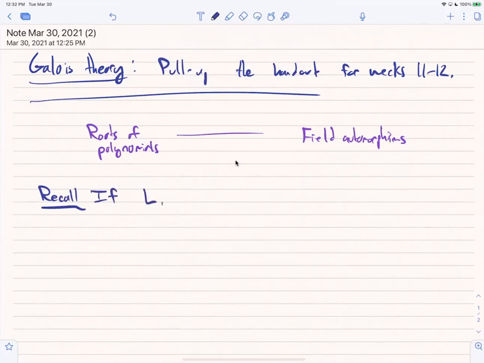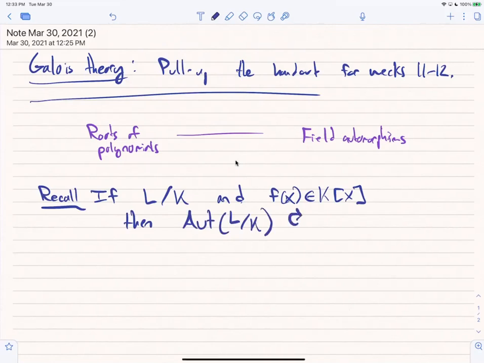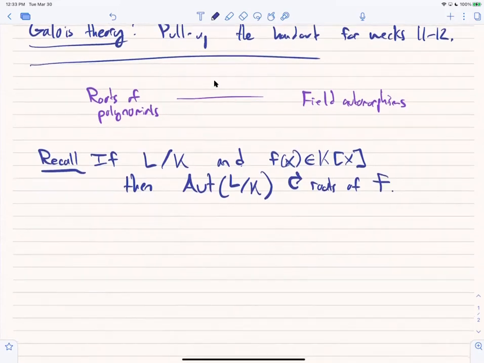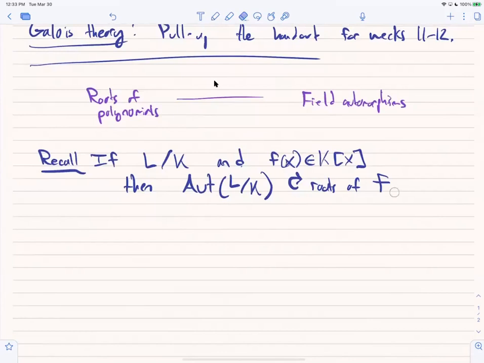So if L over K is a field extension, and f(x) is in K[x], so f is a polynomial with coefficients in K, then the automorphisms of L over K, the Galois group, act on the roots of f inside of L. So just sigma of alpha is also a root.